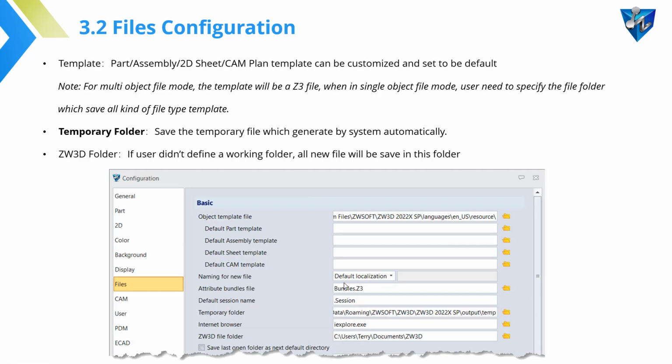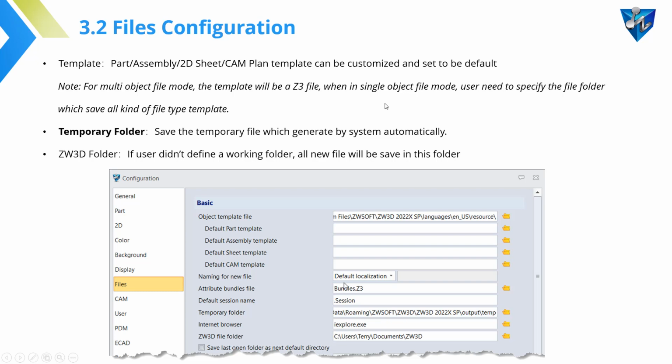For the files configuration, you could also set your own template. For example, you could customize your default part template, assembly template, sheet template, or CAM template. If you define your own template, it will be set to be default. And here is some note. For multi-object file mode, the template will be Z3 file.